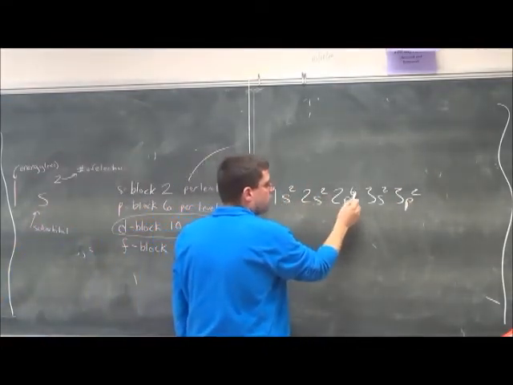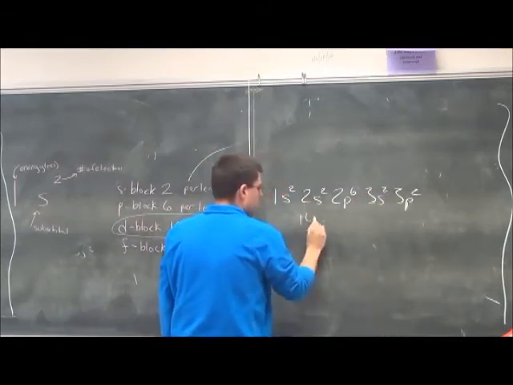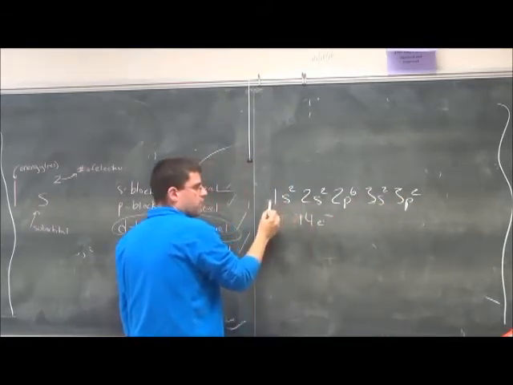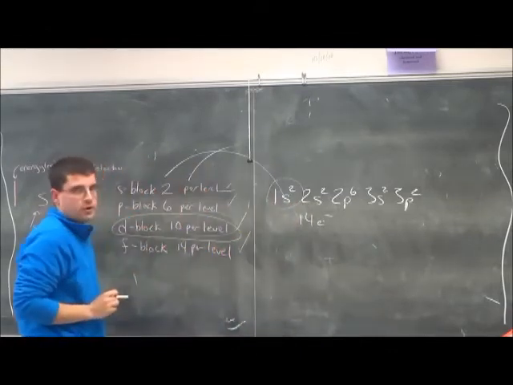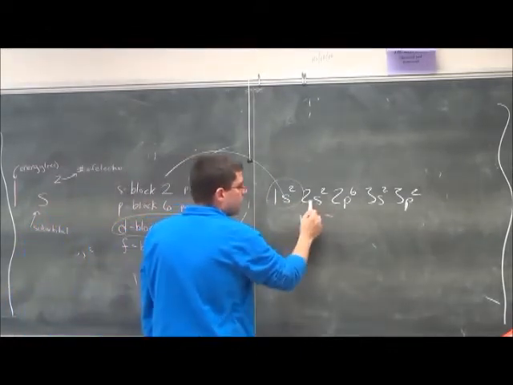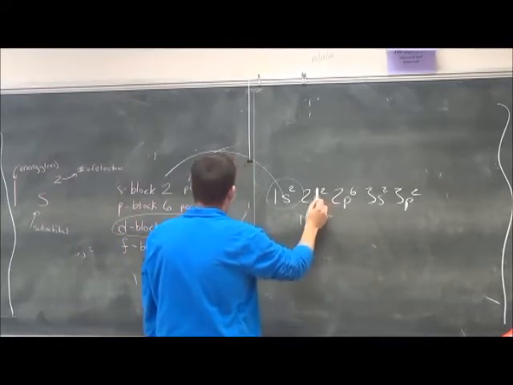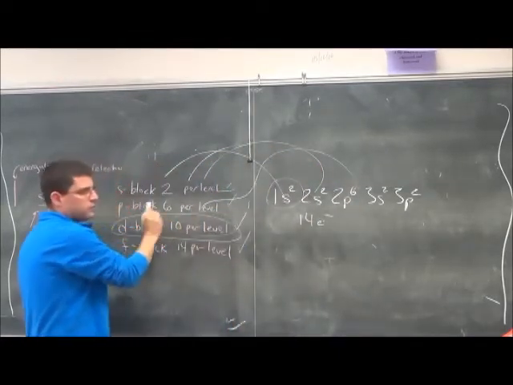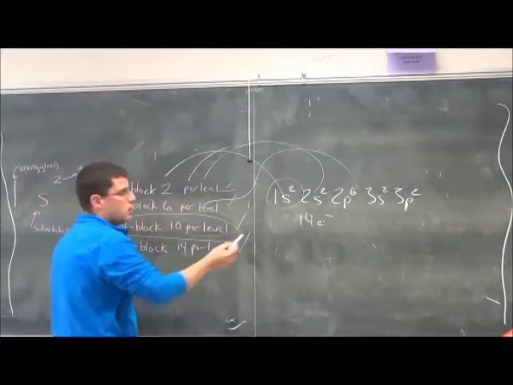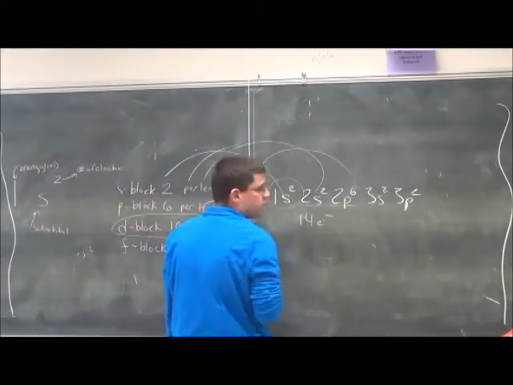2, 4, 10, 12, 14. 14 electrons. The first level can hold 2, and that's the capacity, S block, 2 per level. The second level can hold 2 plus 6 is 8: 2 in the s suborbital, 6 in the p suborbital. So a total of 8 on the second energy level.